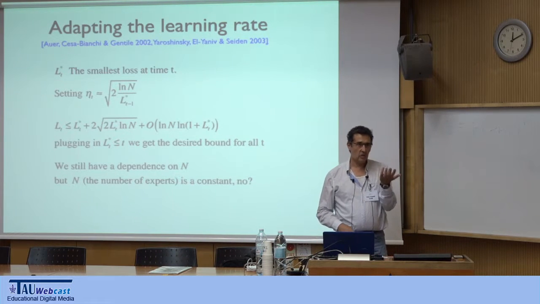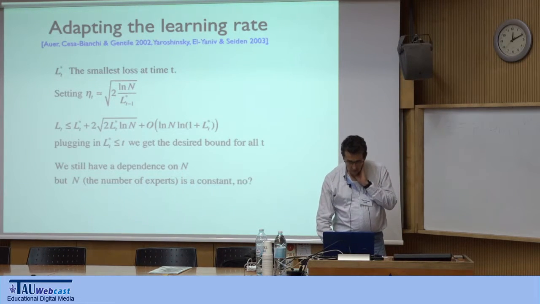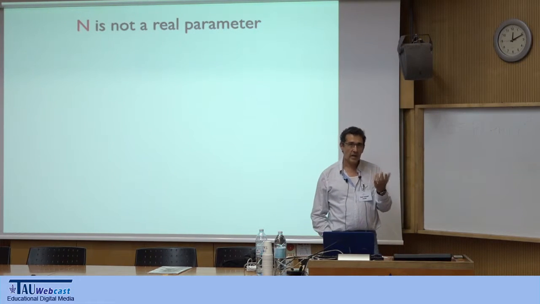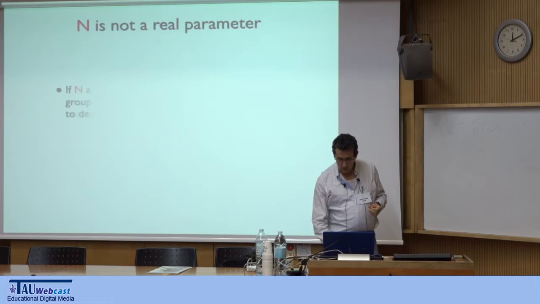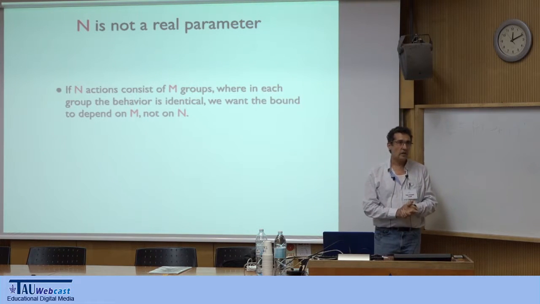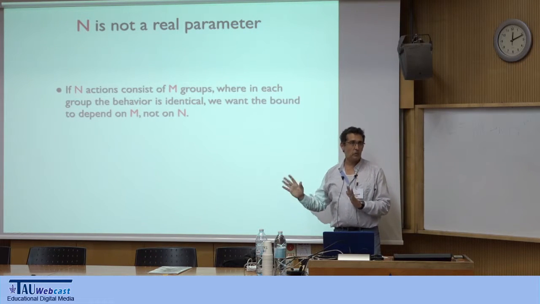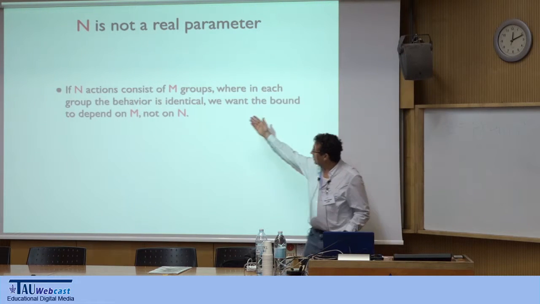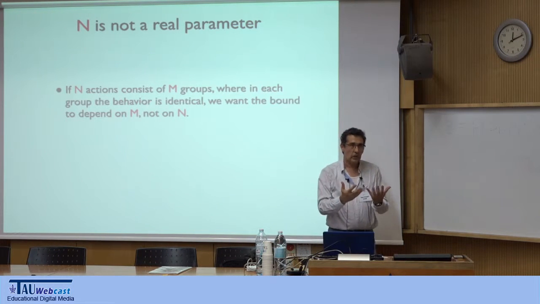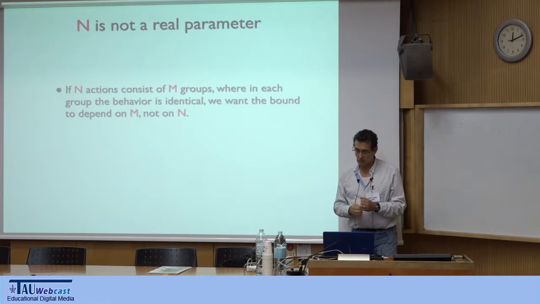Right, but what do I mean by dependence on n? Of course it depends on n, right? Because n is a constant, right? Well, not really. I would say n is not a real parameter. It's not the natural parameter that you want to use. Because, for instance, take this example. Suppose that you have n actions, and they're really divided into m groups. And inside each group, you have all of the actions suffering exactly the same sequence of losses. Right? Then you would want your bound to depend on m, not on n, right? You want the bound to really depend on the richness of the set, not on just this arbitrary number that might not really represent very much.